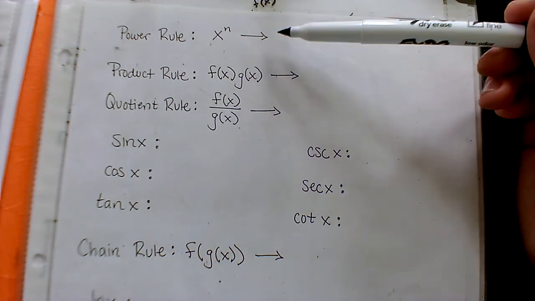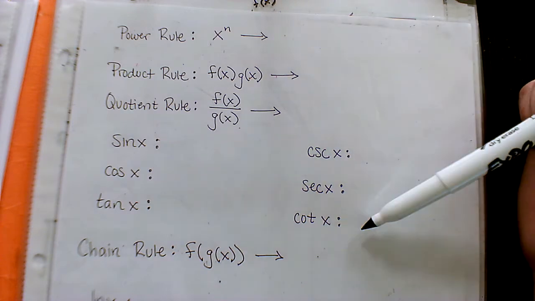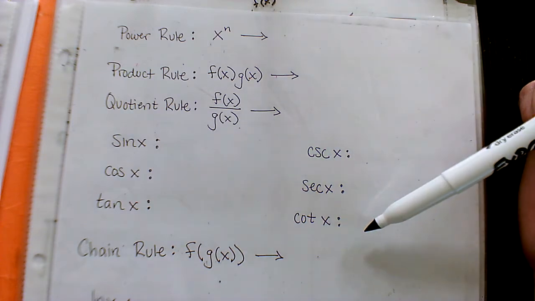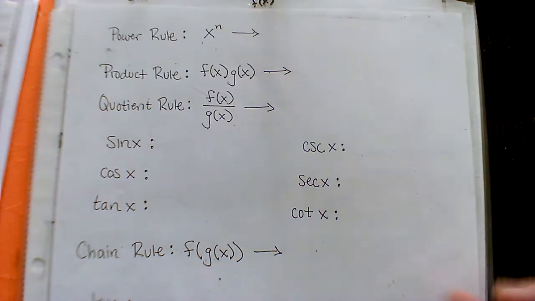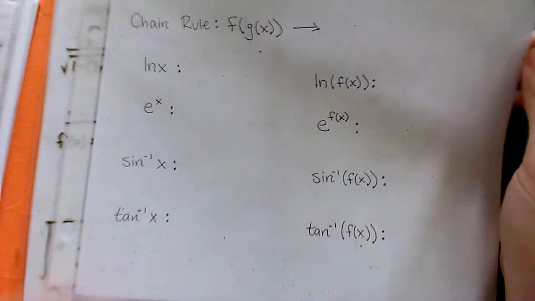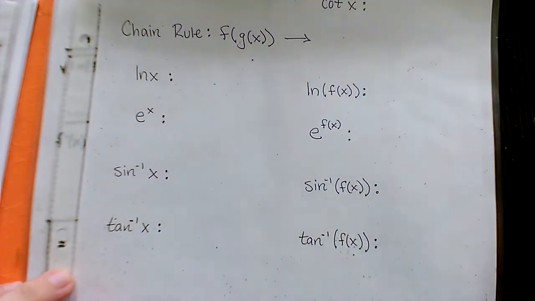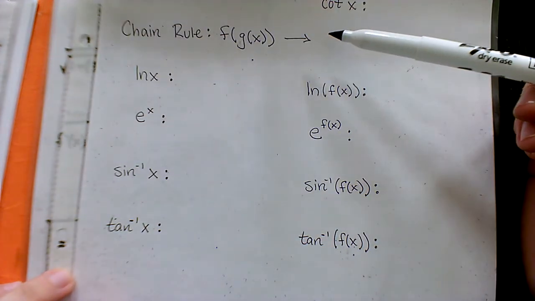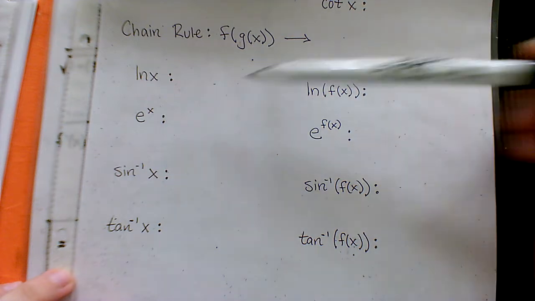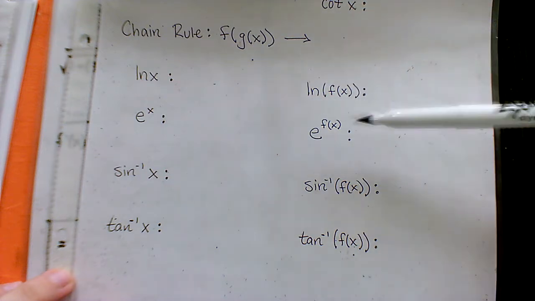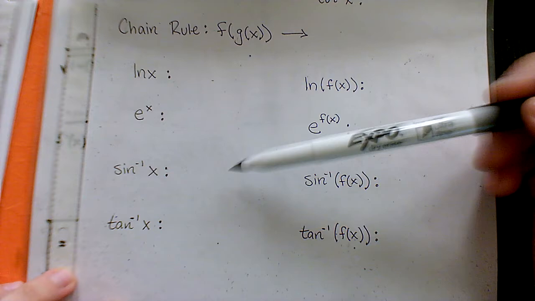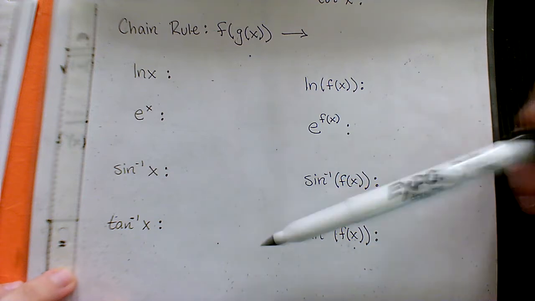Okay, we already covered the power rule through the original 6 trig derivative shortcuts. We're now going to add on what we've done up to this point. So we're going to go ahead and add in the chain rule. We're going to talk about the natural log and the exponential derivative shortcuts. And now we can throw in the inverse sine and inverse tangent.